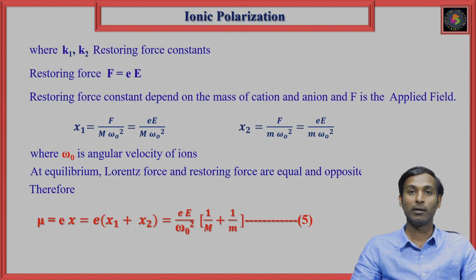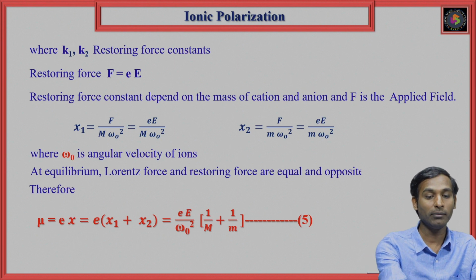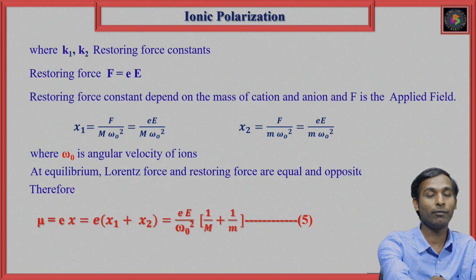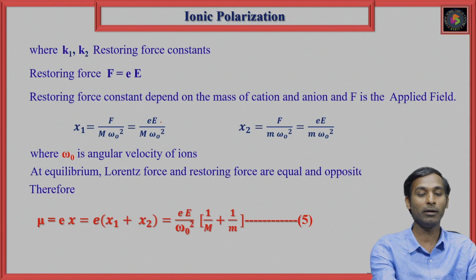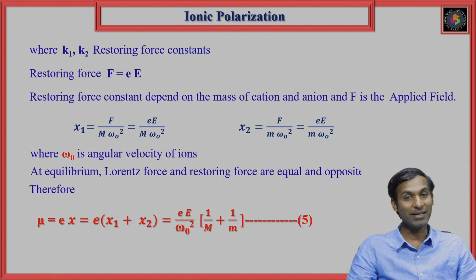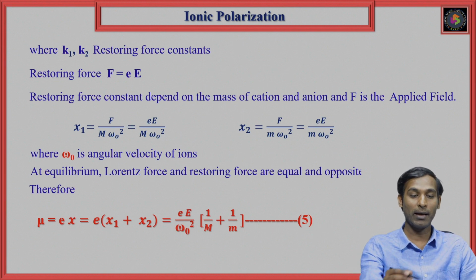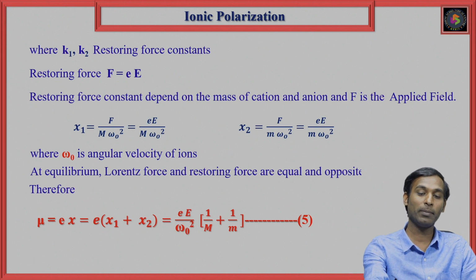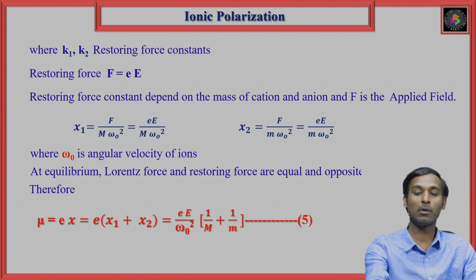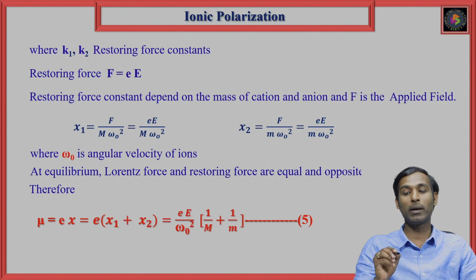According to equation number 1, x1 is equal to F by capital M into omega naught square. What is the capital F value? Capital F can be written as small e into capital E. What is capital M here? Capital M is the mass of the ion, right? Same as another displacement, the displacement of the ion x2 is equal to capital F divided by small m into omega naught square. Omega naught square is the important parameter.